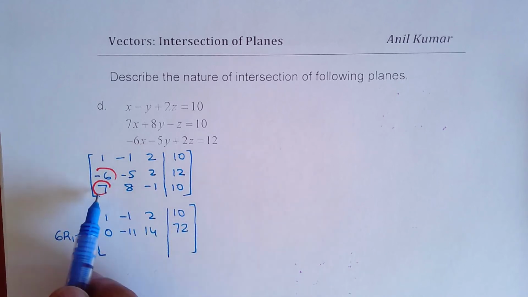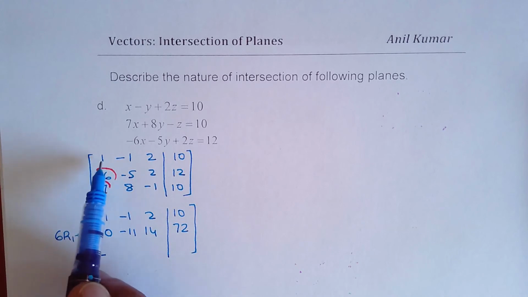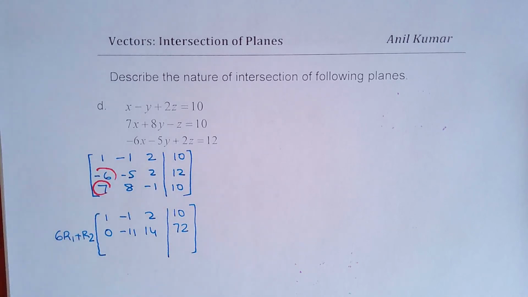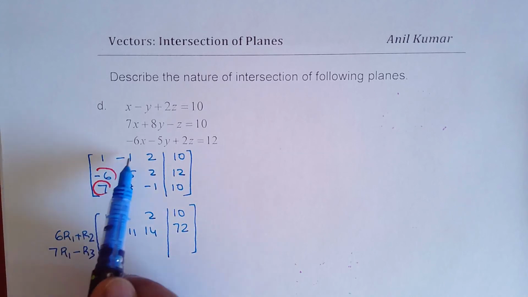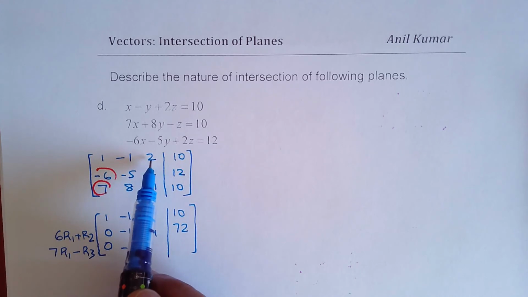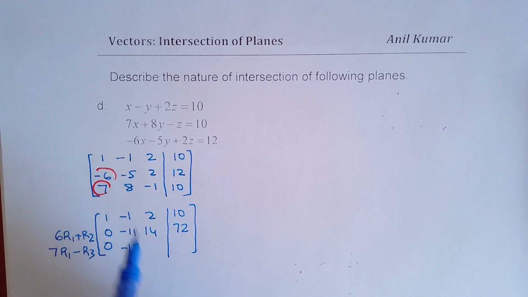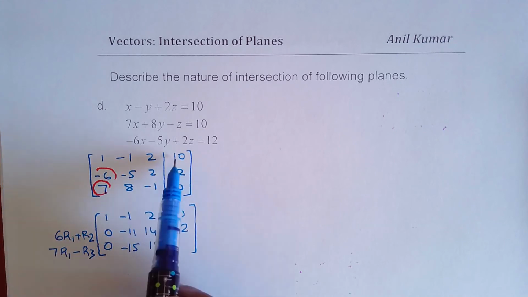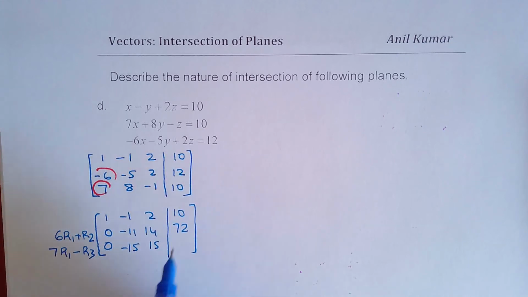To get a 0 here, we have to multiply by 7, right? And then we can actually take away. So what we can do is, we can do 7 times R1 and take away R3. 7 minus 7 is 0. Now, minus 7, take away 8 gives you minus 15. 7 times 2 is 14. 14 take away 1 will give you 15. 70 take away 10 will give you 60. So that is what you get.